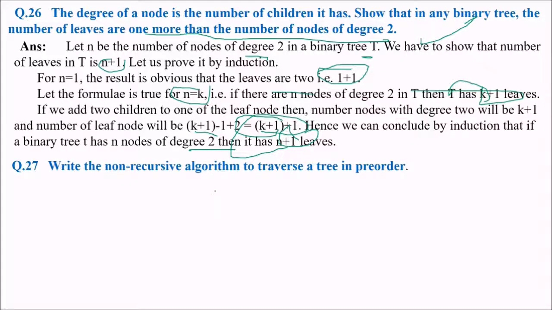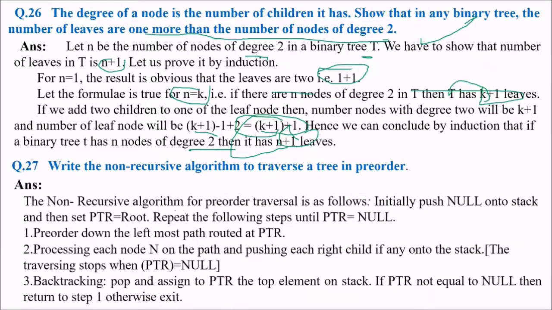Write the non-recursive algorithm to traverse a tree in pre-order. So how to traverse in pre-order? The non-recursive algorithm for pre-order traversal will be: first, we initially push null onto the stack. Into the stack we'll push the null here, and we set pointer ptr to root and repeat the following step until the pointer becomes null.